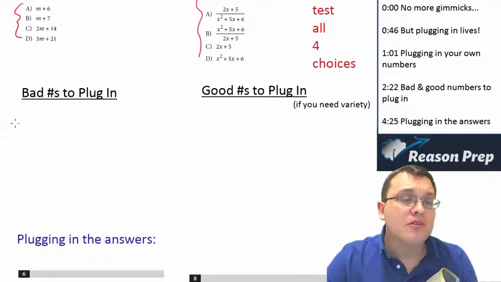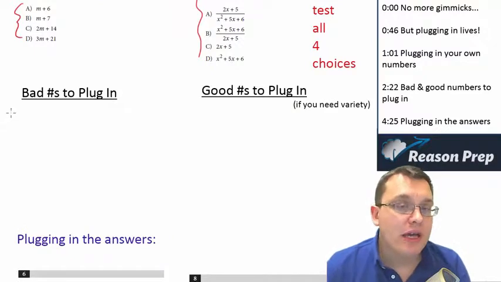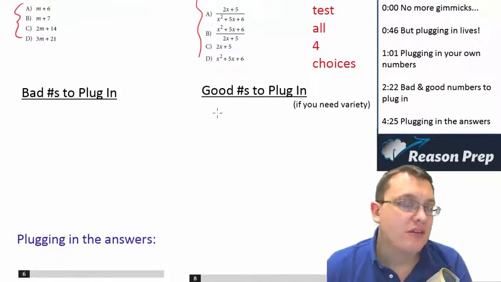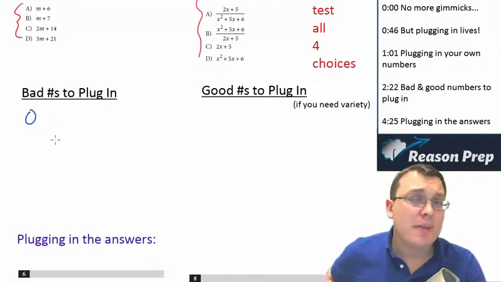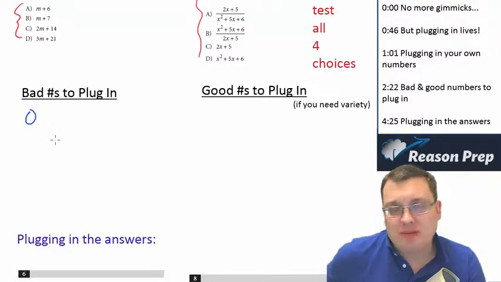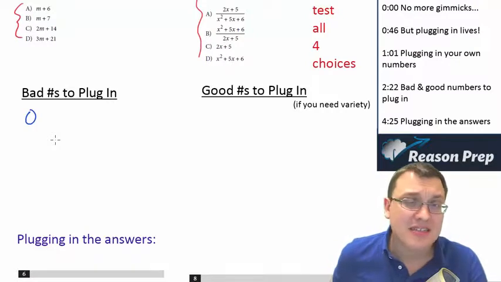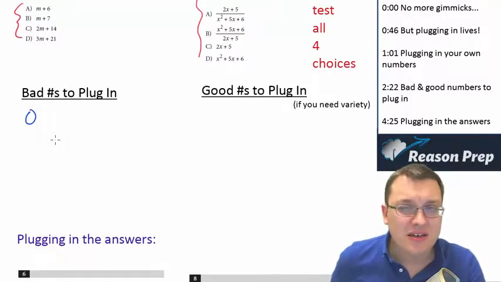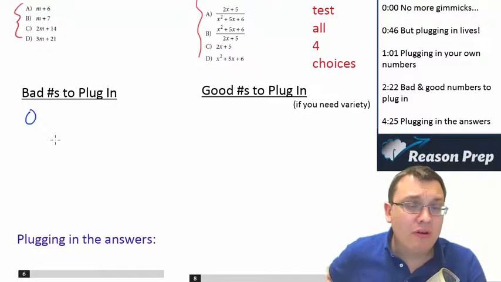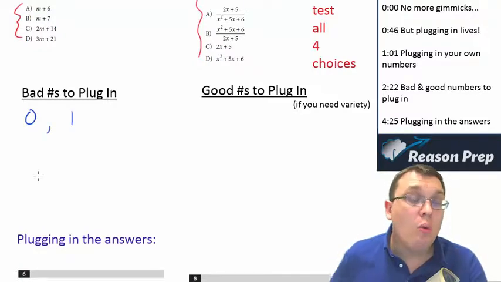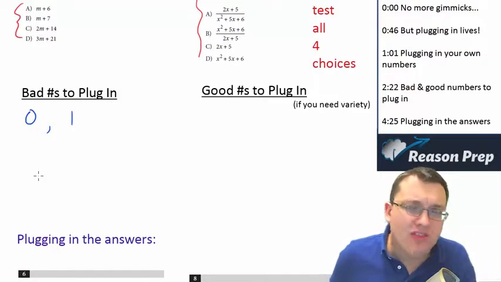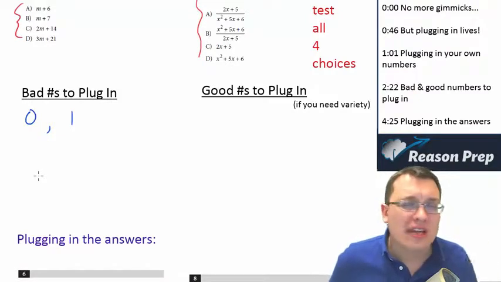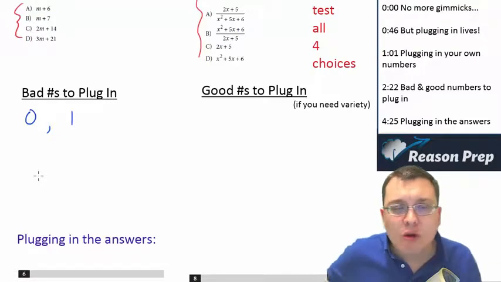Now, there are some numbers that are generally bad to plug in, and some numbers that are generally good to plug in. I'll go through the bad ones first. Plugging in 0 is generally a bad idea. Sometimes it doesn't make sense, right? If you're talking about x CDs and you say 0 CDs, what the heck is going on? So 0 is generally a bad number to plug in. 1 is generally a bad number to plug in too, not because it will lead you to the wrong answers, but because you're going to get two or three choices that work. It's just not going to get you anywhere. So avoid 0, avoid 1.